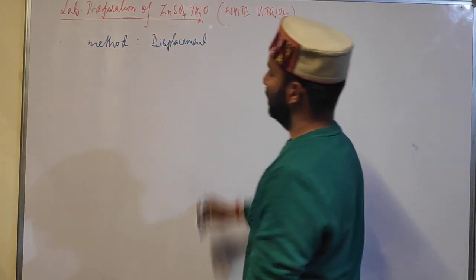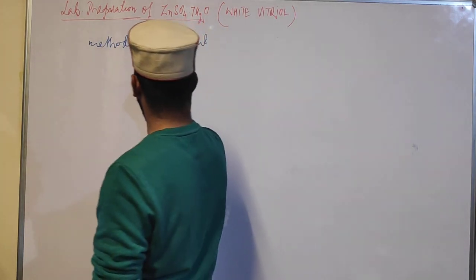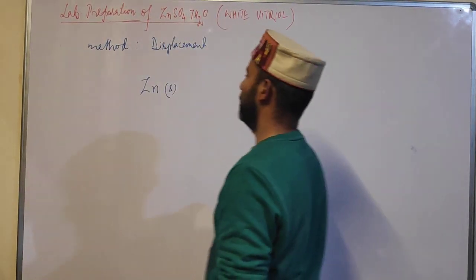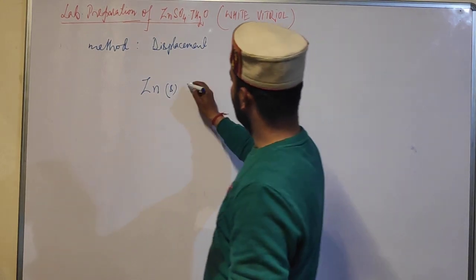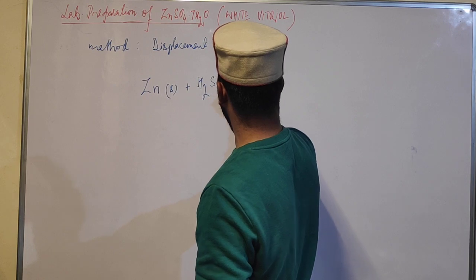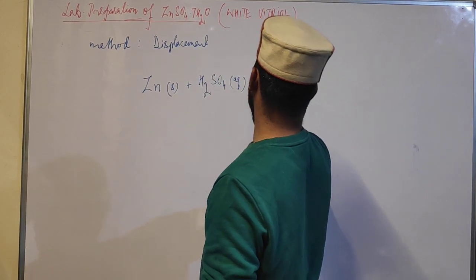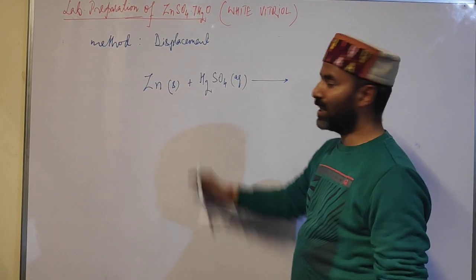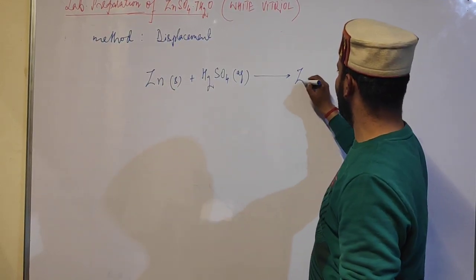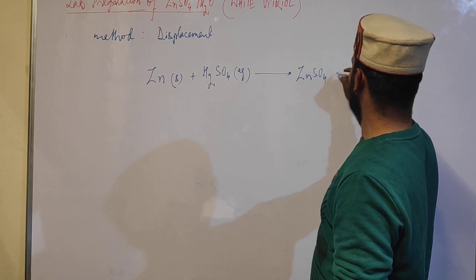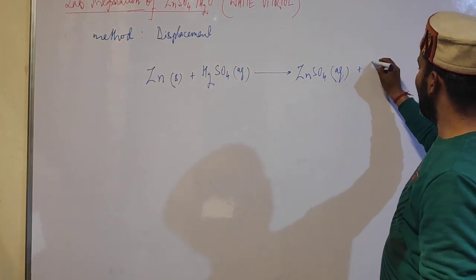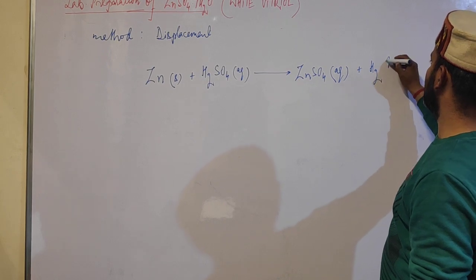Now in this reaction we use zinc, say powdered or granulated zinc, and it is reacted with dilute H2SO4. What happens? Students, zinc is more active than hydrogen, so zinc displaces hydrogen and we get zinc sulfate. Since zinc sulfate is water soluble, we get an aqueous solution of zinc sulfate and hydrogen evolves.